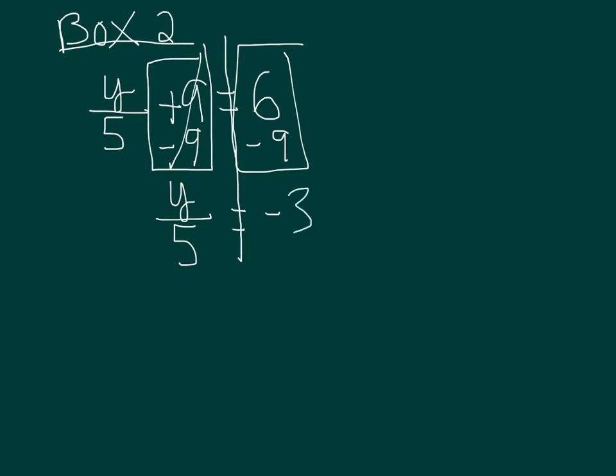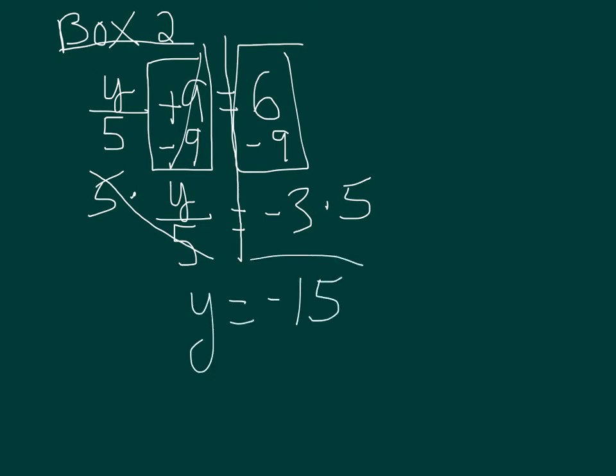Now here, this is where a lot of people make a mistake. This is dividing by 5 on both sides, so I'm going to multiply by 5 on both sides. These two 5s cancel, and you get y equals negative 15. And circle the answer. So if you didn't get that, go ahead and pause the video and copy down the correct steps or fix any mistakes you may have made.